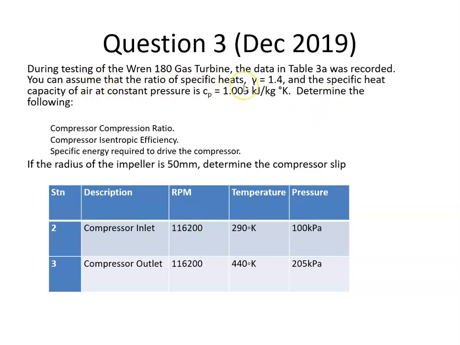We were told to assume the ratio of specific heats is 1.4, and that the specific heat of air at constant pressure, so Cp, is 1.005 kilojoules per kilogram per Kelvin. And we're asked to calculate the compressor compression ratio, compressor isentropic efficiency, and the specific energy required to drive the compressor. We're also asked to calculate the compressor slip, but that does not apply for this video. I'll do that in a later video.